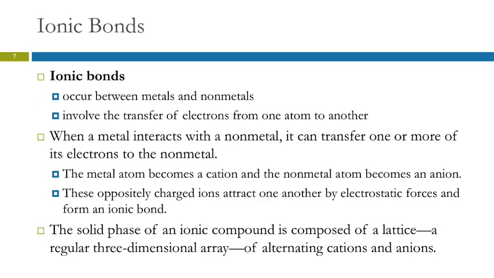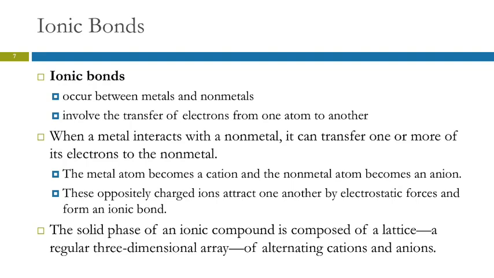So ionic bonds happen between metals and nonmetals. You don't get an ionic bond between two nonmetals or two metals. You have to have a metal and a nonmetal. And these involve the transfer of electrons from one atom to another. We looked a little bit at ions, right? And we can predict the charges that some atoms take when they gain or lose electrons.